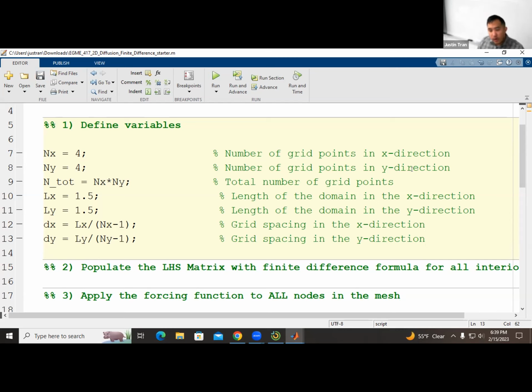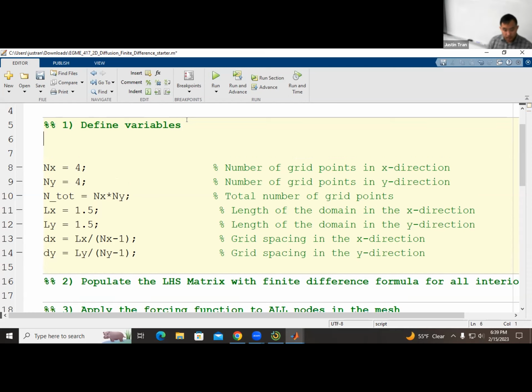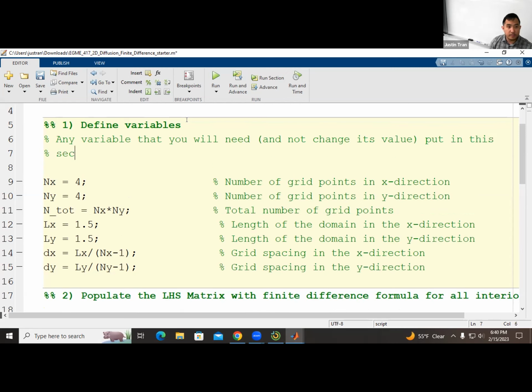All of these I call global variables. Basically any variable that you're going to be using throughout the code whose value is not going to be changing, I usually like to define up here. Let me go ahead and leave a subnote here: any variable that you will need and not change its value, put in this section.